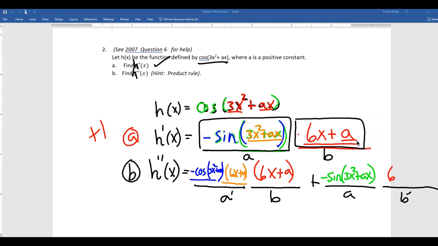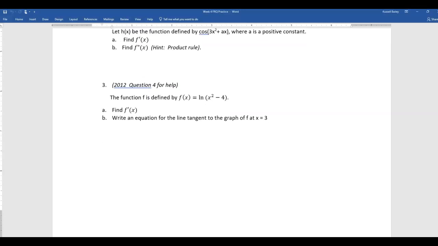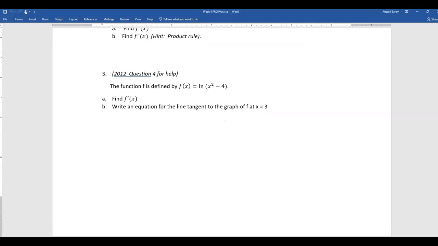And that's good enough for an FRQ. I would leave it like that. I wouldn't do anything else. Okay? So there's your second derivative. So that's parts A and B, and they would both be worth 1 point, so 2-point question once again. Let's go ahead and take a look at our last one here, number 3.